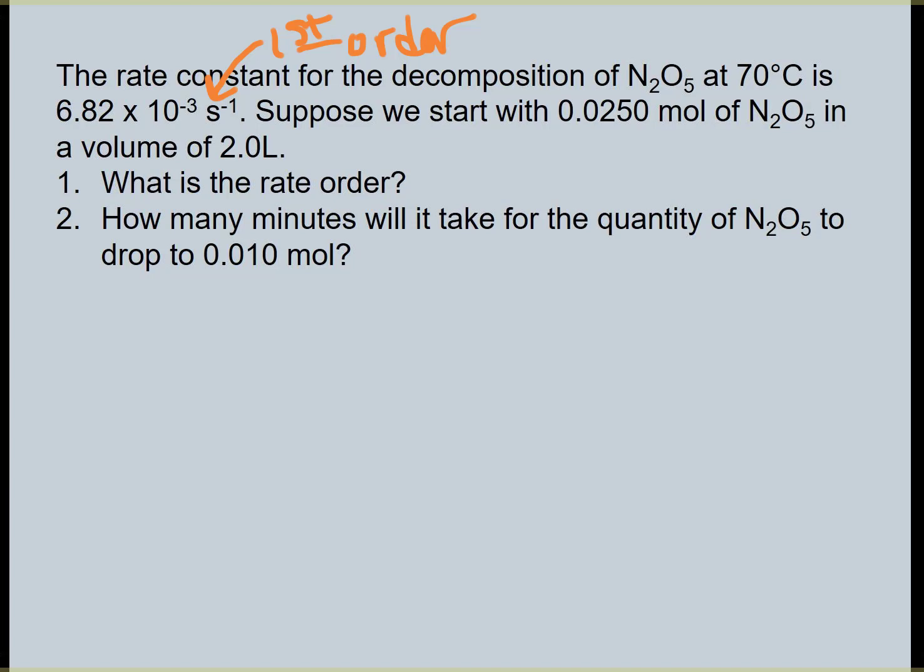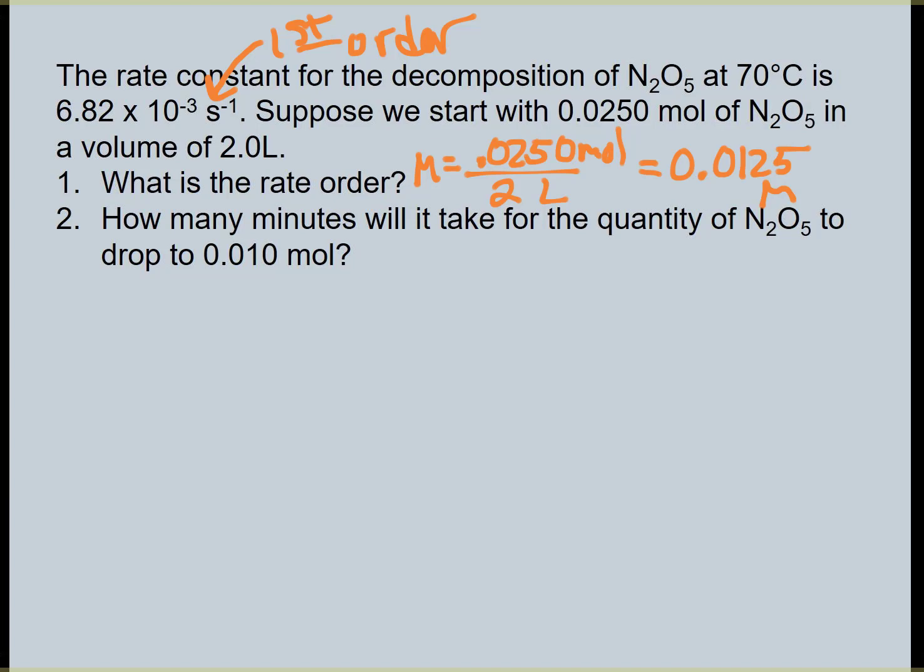So for my initial concentration, I'm going to have to take the 0.0250 moles on top per liter. So I have to divide through. So that's finding the initial concentration. And sometimes the AP board does this. Lately they haven't, but they have done this in the past, so you just don't know what they're going to ask. It says, what is the rate order?